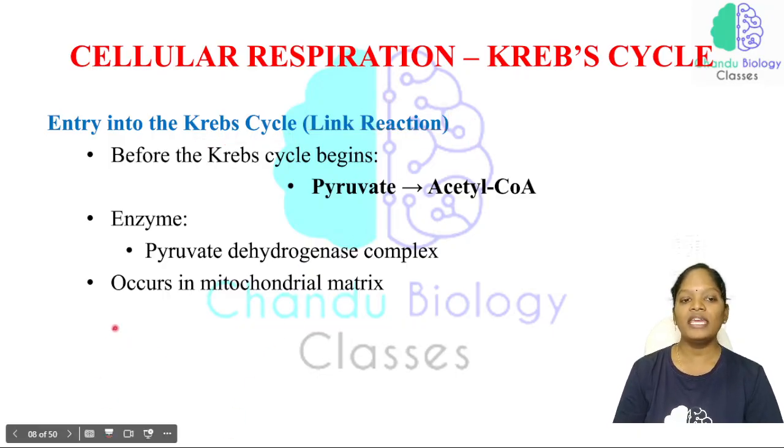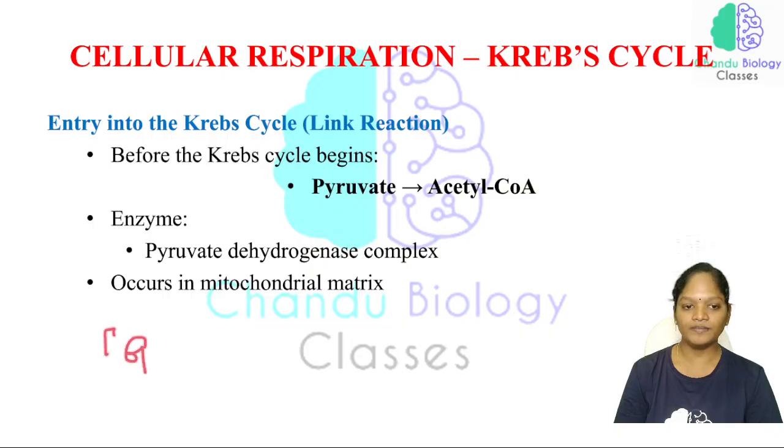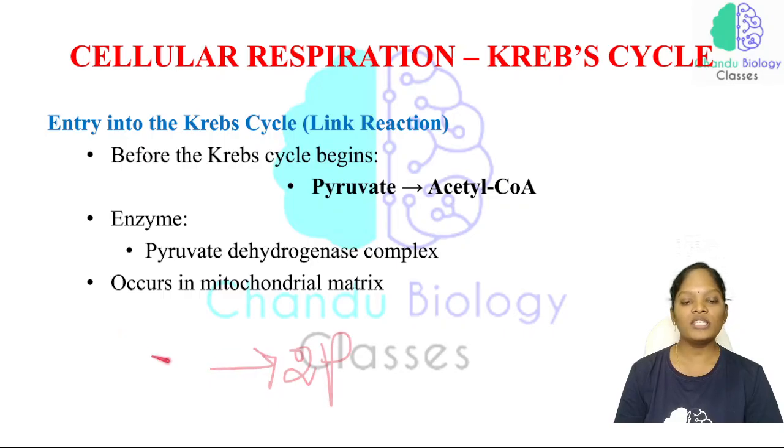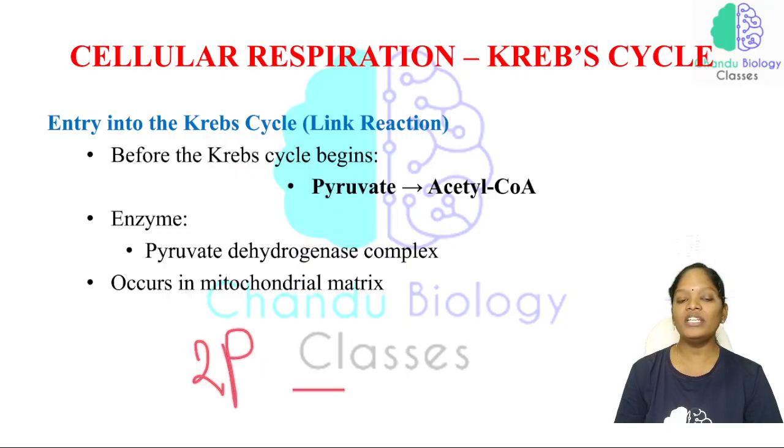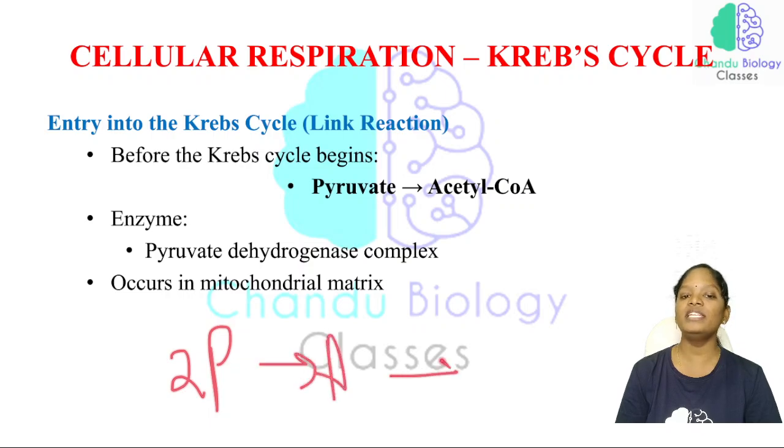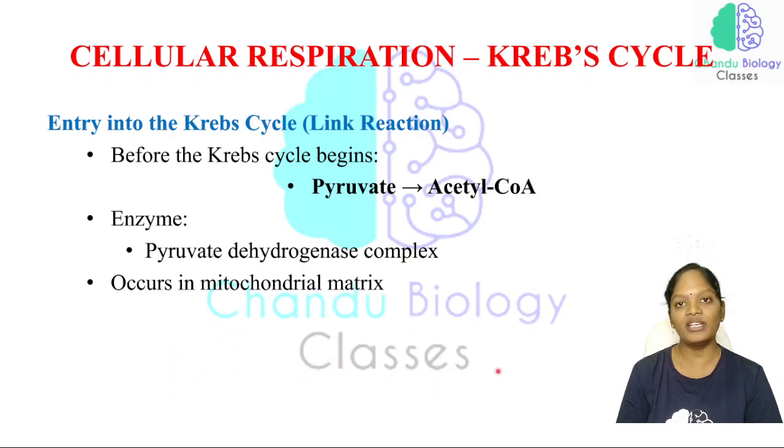Why? Because in the glycolysis, one glucose is converted into 2 pyruvate, and this pyruvate does not directly enter into the mitochondria, but instead it has been converted to the acetyl CoA. Only then can it easily enter the mitochondrial matrix. So before the Krebs cycle begins, the pyruvate has to be converted into acetyl CoA. This is a very important step.